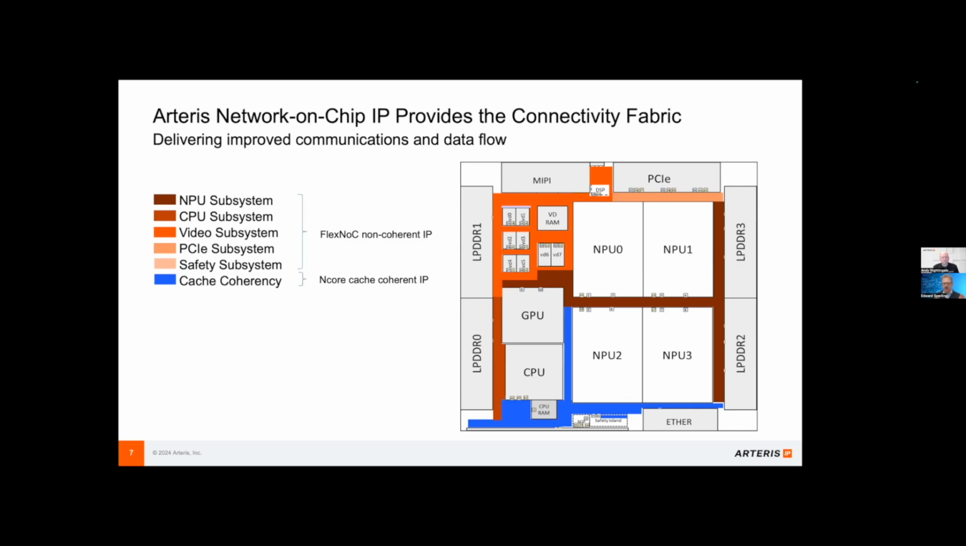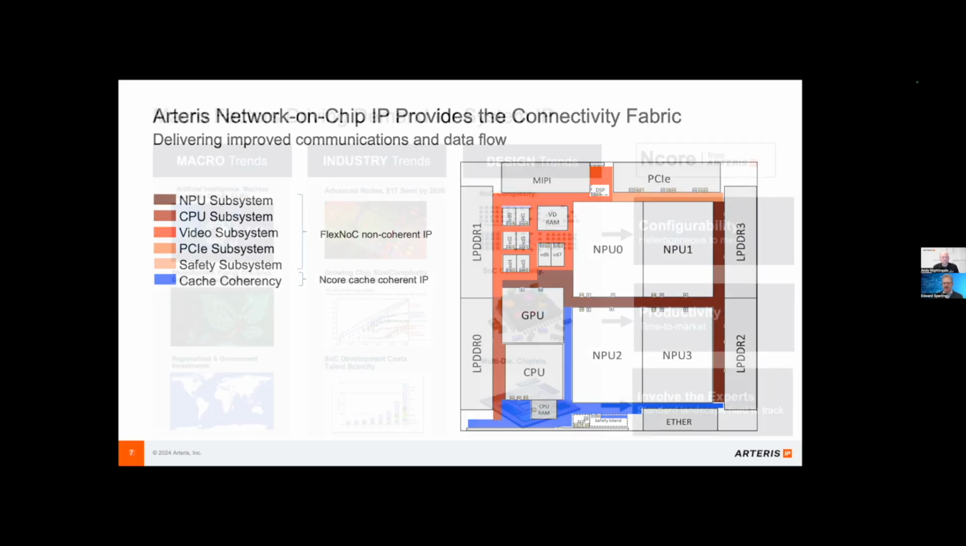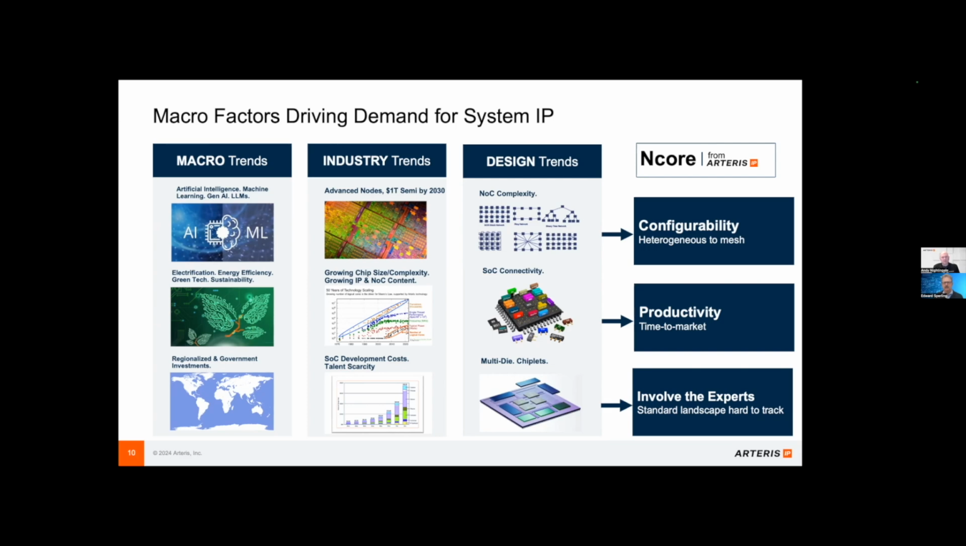Okay. What's driving all this? What's changing out in the designs that we didn't see in the past? So looking at the macro trends for a moment, with the explosion of AI and ML technologies and large language models driving the need for more advanced and capable system IPs, electrification, energy efficiency, green tech, and sustainability on a global scale is driving more energy efficient design functionality of these system IPs. We've got regionalized and government investments increasing geopolitical factors leading to more localized and region specific demands.